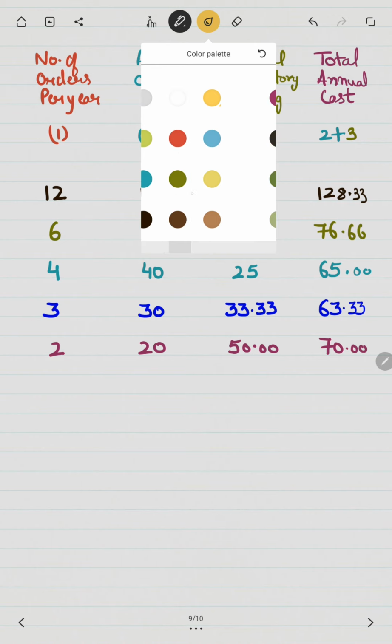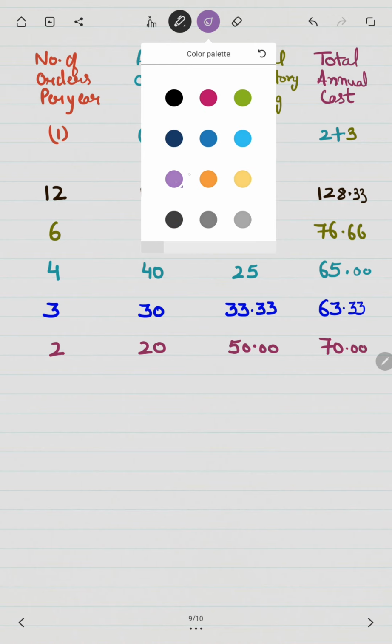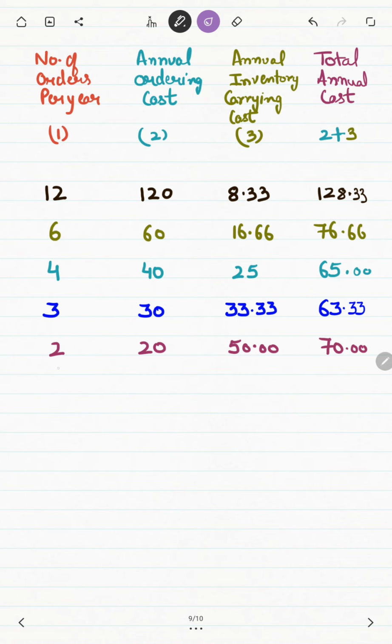Now comes the last case, which is if a single order is placed every year. Annual ordering cost will be rupees 10, annual inventory carrying cost will be rupees 100, and the total annual cost will be 110. It has further increased.